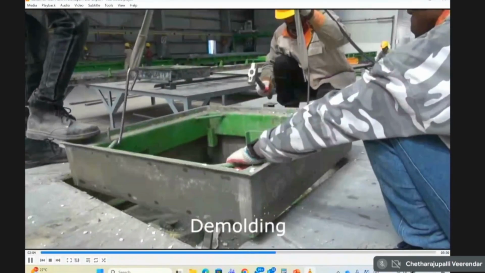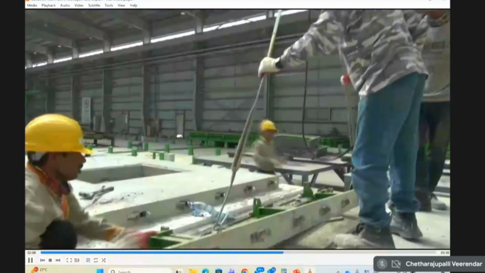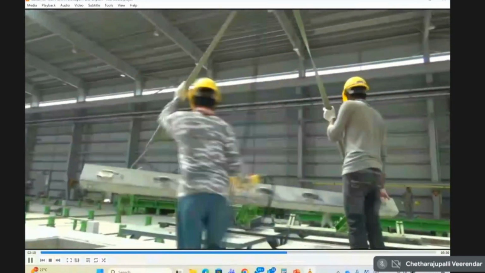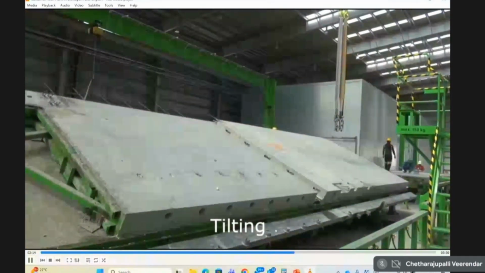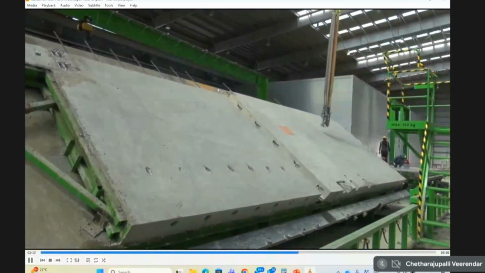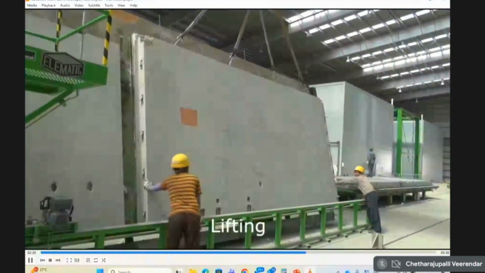You remove the shuttering, and you can see there the insulation panel just projecting out of the load bearing wall at the end. You tilt the table, and you can also see reinforcement projecting outside from the top to receive the next wall.